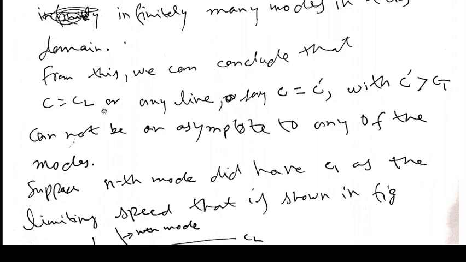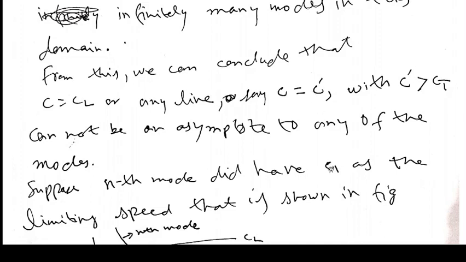to CL. Now here we are saying that no line above CT can be an asymptote to any of the modes. Suppose that the nth mode, any mode which is nth mode, did have C dash as the limiting speed. So what does this mean? Here should be C dash instead of C1. Mistakenly I have written 1, so here would be C dash.